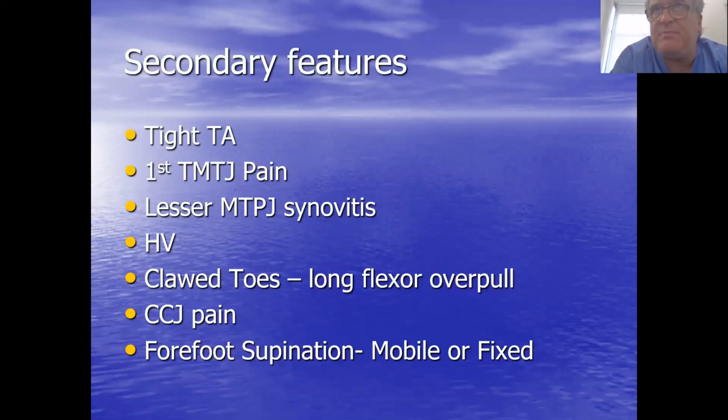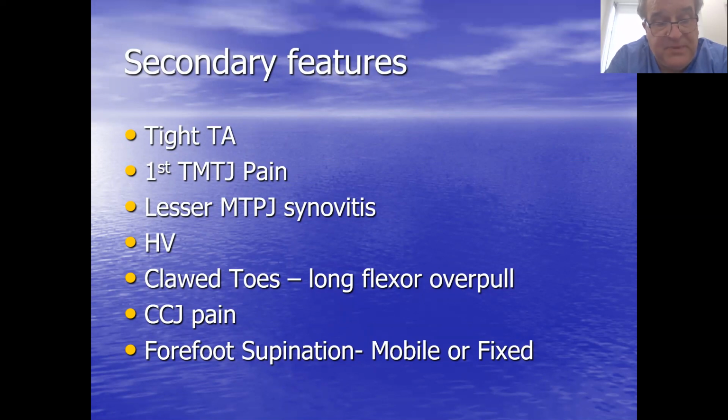The Achilles tendon in pushing offline can become tight. The first tarsometatarsal joint in the middle of the mid-longitudinal arch can become painful, it can become unstable, and eventually it can become arthritic. Lesser MTP joint synovitis can then occur. Hallux valgus can occur. The lesser toes can become clawed because there's long flexor overpull. This is because these long flexors try and take up the role of tibialis posterior and try to make the arch more stable.